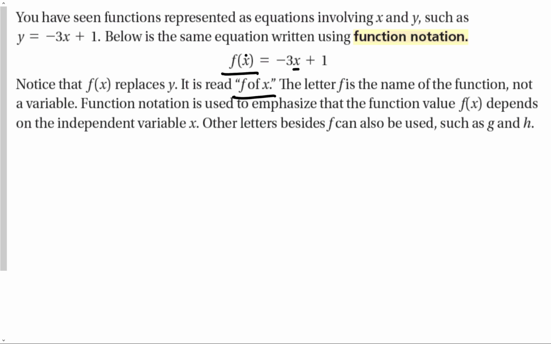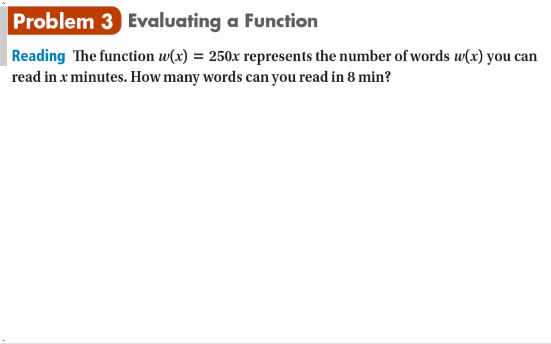Okay, function notation is used to emphasize that the function value f of x depends on the independent variable x. Other letters can be used. Most commonly, f is the most common, just like x is the most common variable that we use. But g and h are also good names for functions. Or something more specific, like in this problem, we have a function W of x because it represents the number of words you can read in x minutes. So W is a good choice for the function, words. So how many words can you read in 8 minutes?